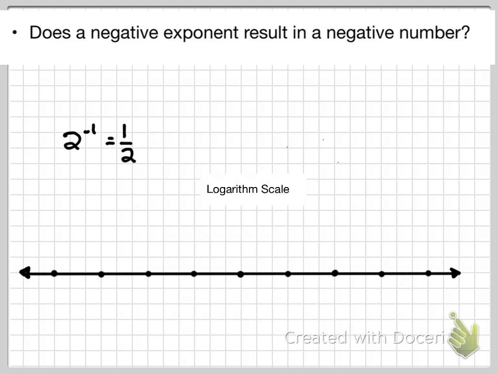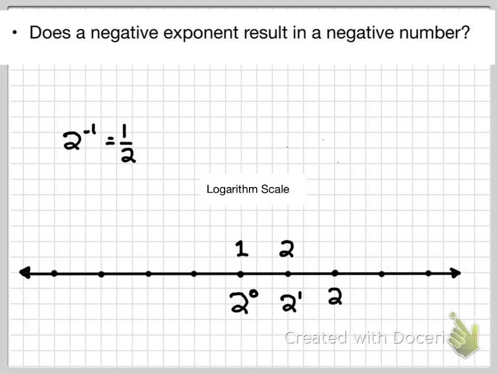So one way to start understanding the pattern that emerges with negative exponents is to use what's called a log scale, or a logarithm scale. Okay, so let's start here with, in the middle, I like to put 2 to the 0 power. So remember, anything to the 0 power except for 0 itself is 1. So then let's say I have 2 to the first power. Well, 2 to the first power is 2.